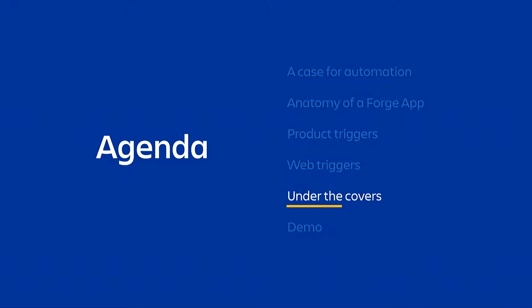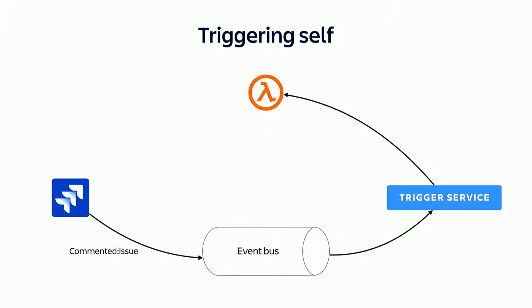And before I proceed to the demo, I just quickly wanted to mention some things under the covers that you should be aware of when writing Forge applications. So the first thing is function triggering itself. A very artificial and simplistic example would be a function that responds to a commented issue event. And in response to that, it will just post another comment to the issue, which again will trigger a commented issue event, which will trigger the function, and so on and so forth. So we will have this never-ending cycle.